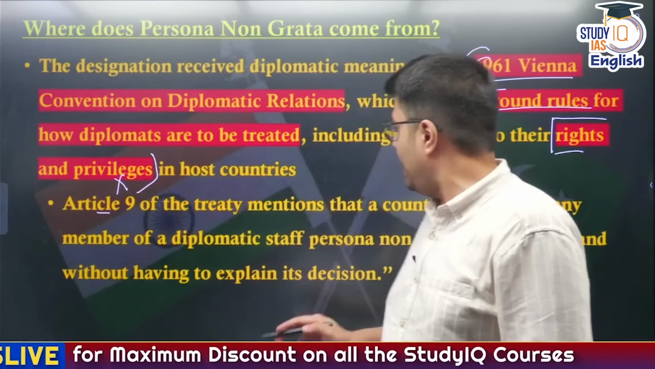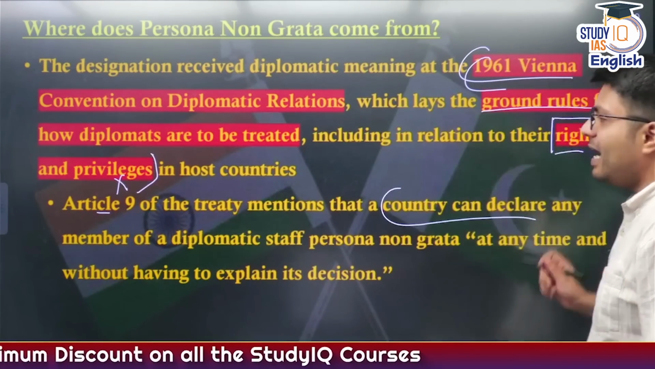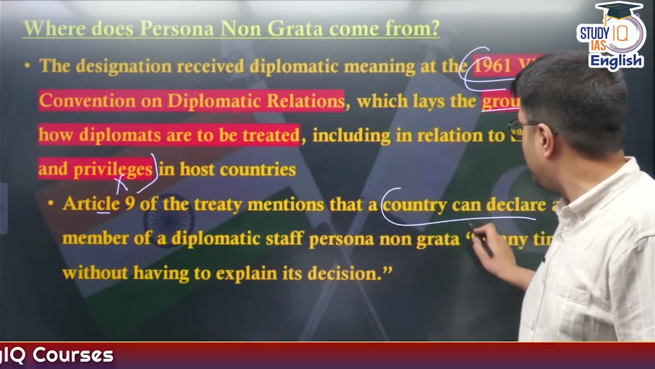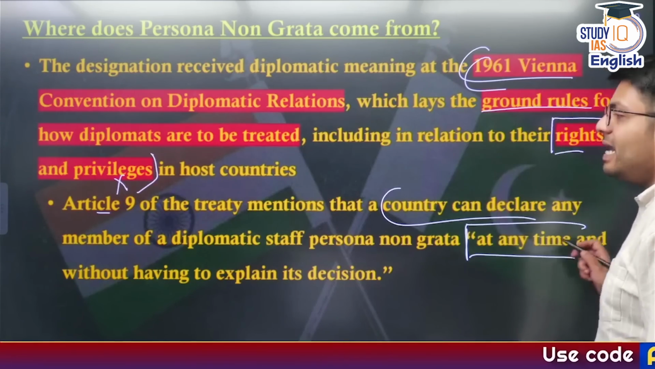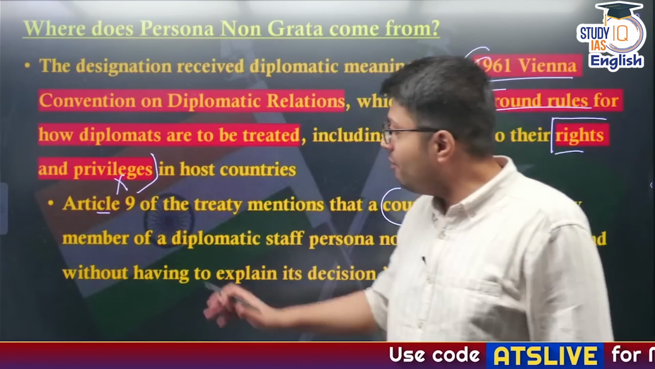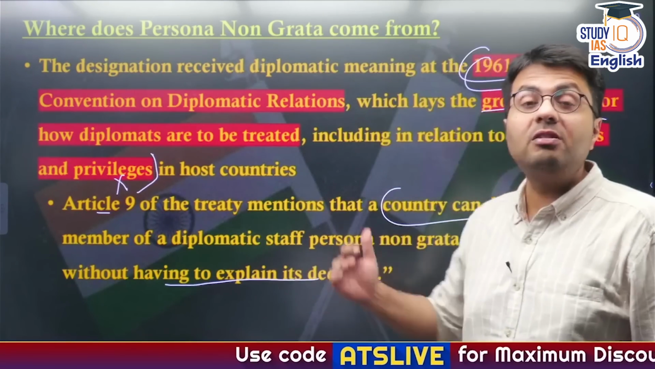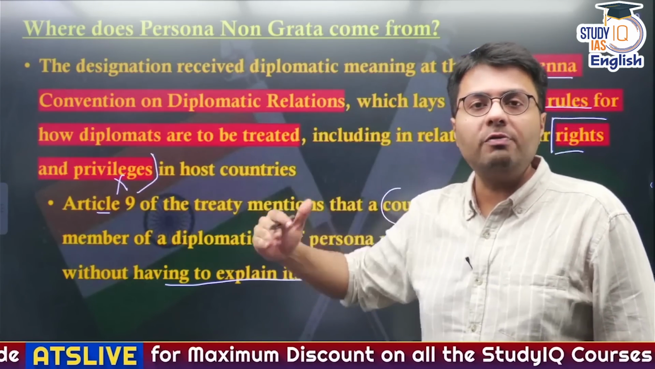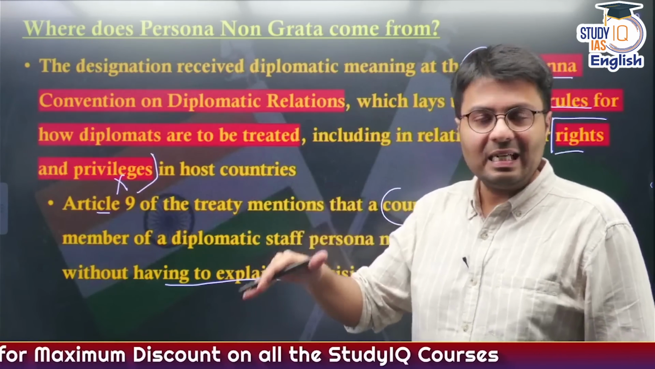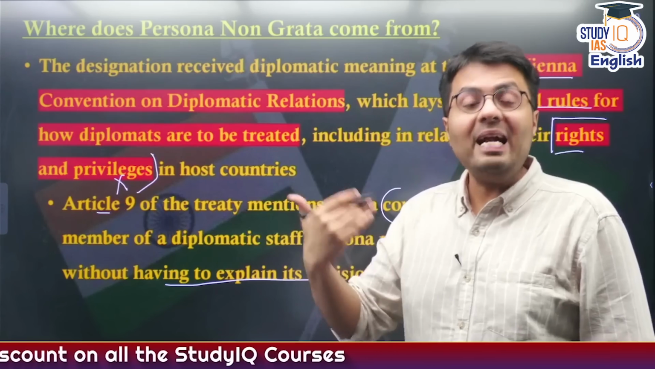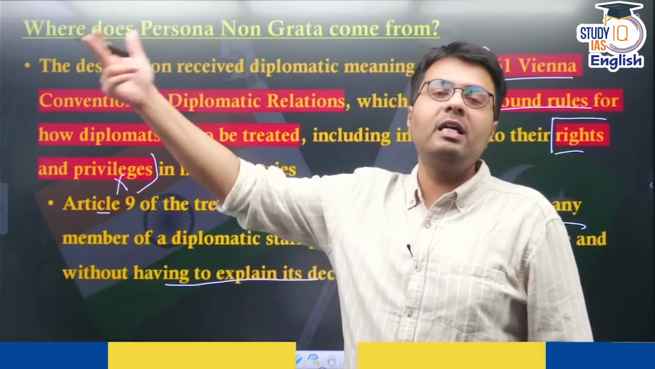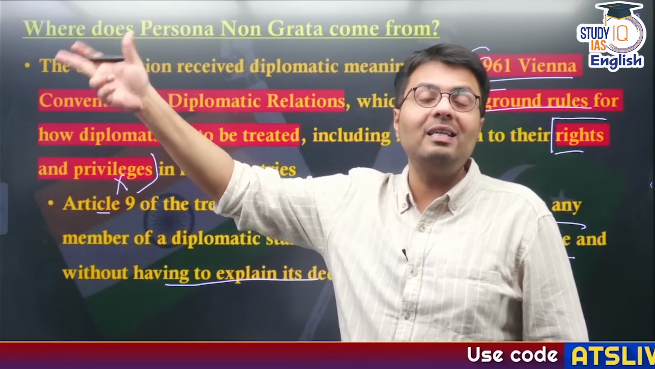Now this persona non grata is very much present also in the Vienna Convention, that is in Article 9 of the treaty, which says that the host country can declare a member of the diplomatic staff of the foreign country as persona non grata at any time of its choosing and without having to explain this decision to the foreign country. So it is the sole prerogative of the host government, in this case the sole prerogative of the Indian government, whether it wants to keep a certain diplomat in India or declare them as persona non grata and send them away.